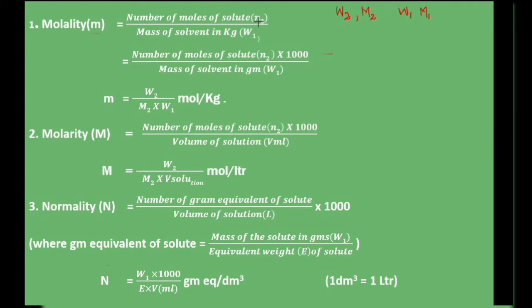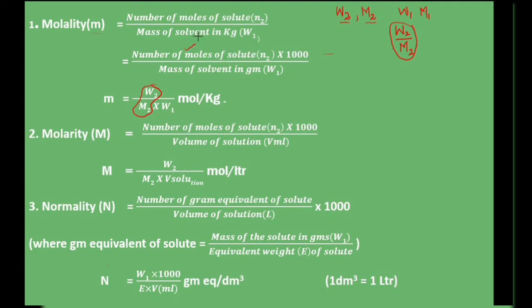So now, the number of moles of the solute, N2. How to calculate the number of moles of the solute? It is easy if you know the weight of the solute and the molecular weight of the solute. This is how you should calculate: capital W2 divided by molecular weight, that is, mass of the solute divided by molecular mass of the solute will give the number of moles of the solute. So if you know W2 and M2, it is easy to calculate the number of moles of the solute.